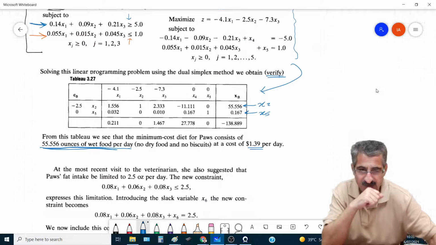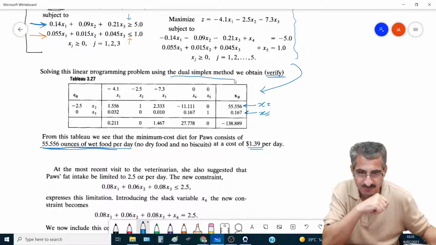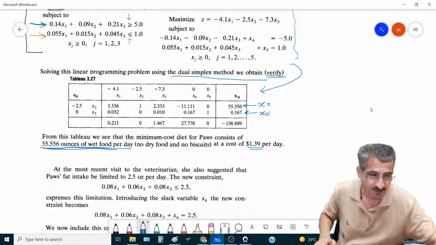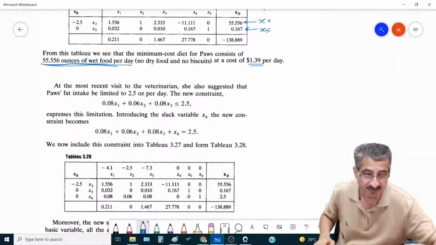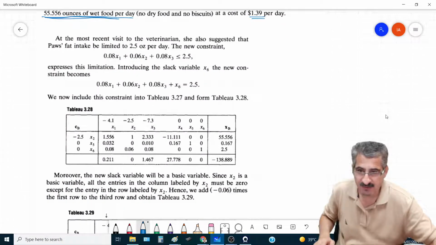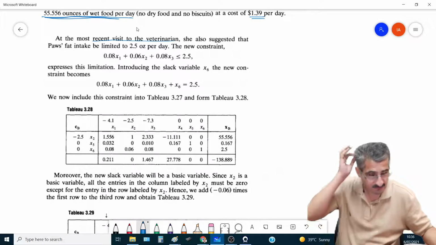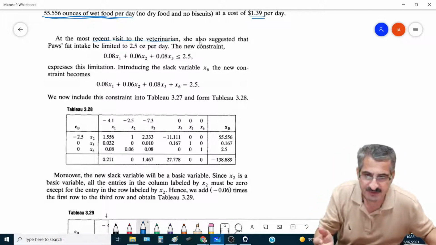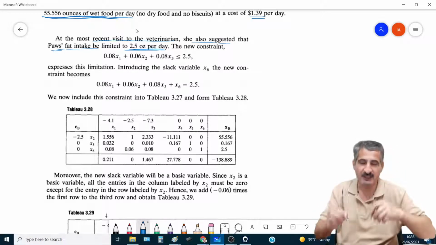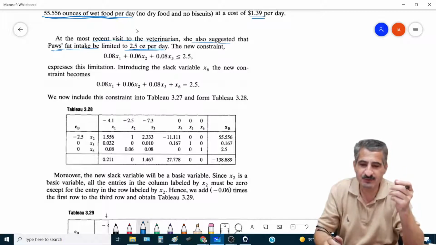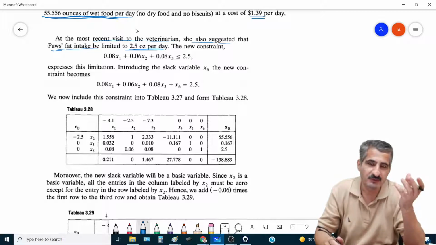Okay. And make sure to use the dual simplex method and verify that we get this table. Now, what happened after that? At the most recent visit to the veterinarian, another visit, she suggested that the fat intake must be limited to this. So after another visit, there was a recommendation that the fat must be limited to this amount.